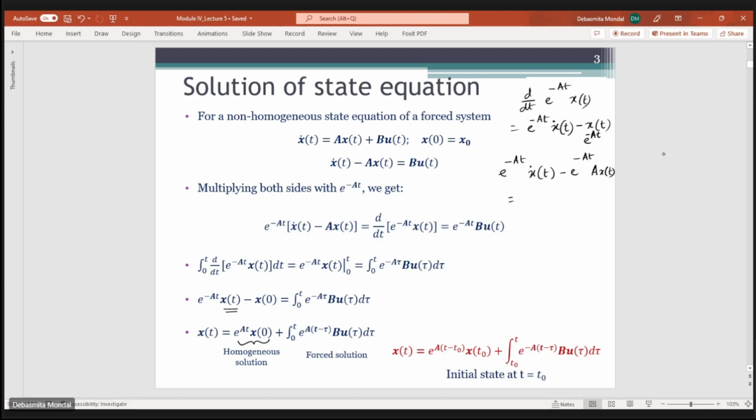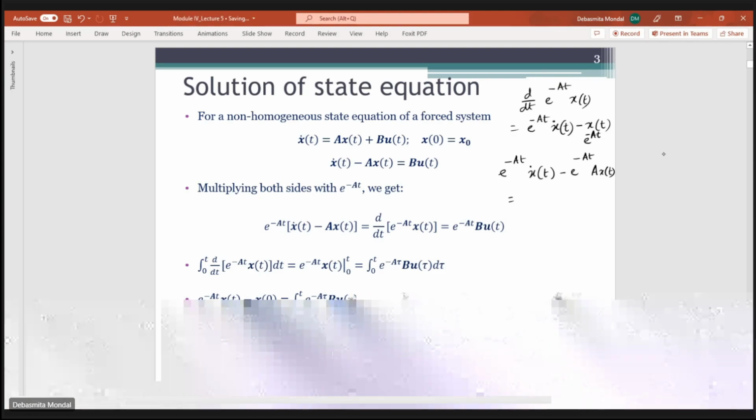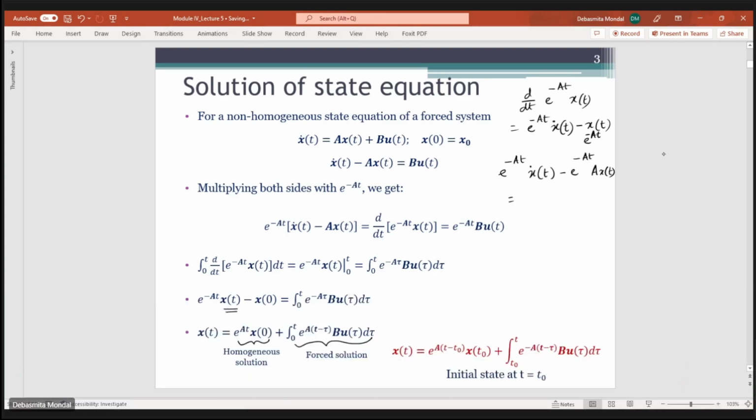The component of the overall solution which depends on the input of the system would be this part. This part is known as the forced solution of the system. So overall, if you have a system whose state equation is given by this, and you know the value of the input to the system, the state matrix, and this matrix B, then you can simply find out the output, or the transient response of the system.